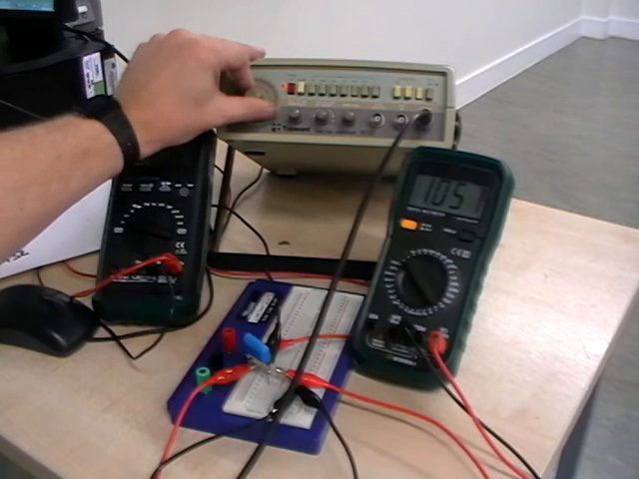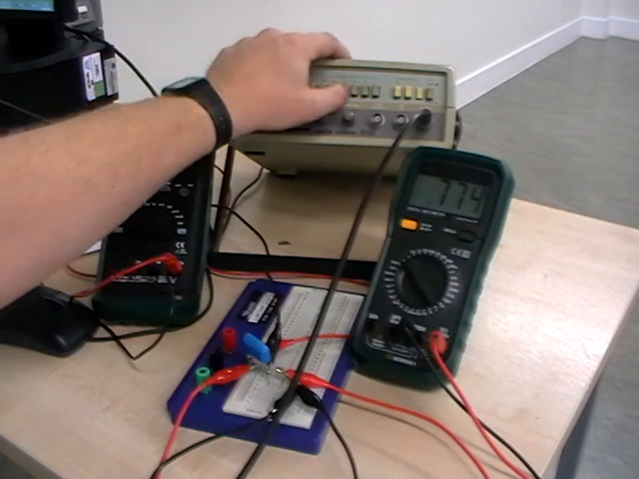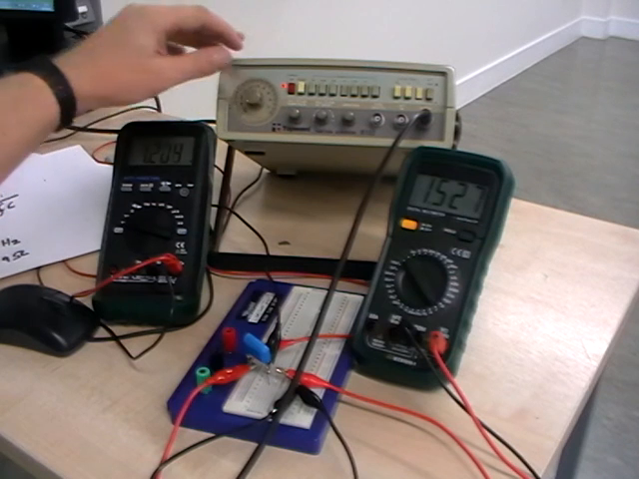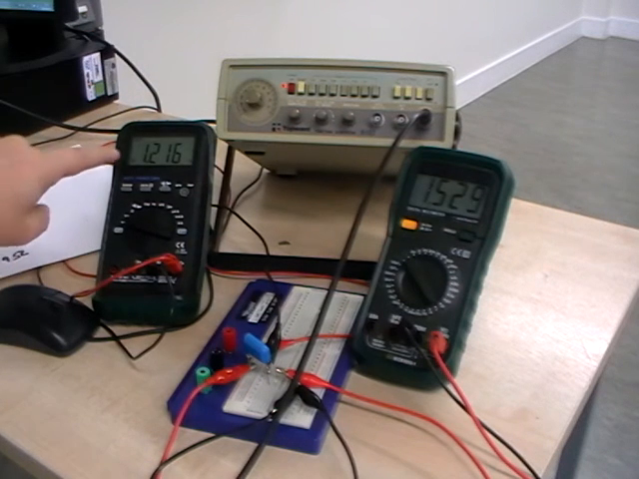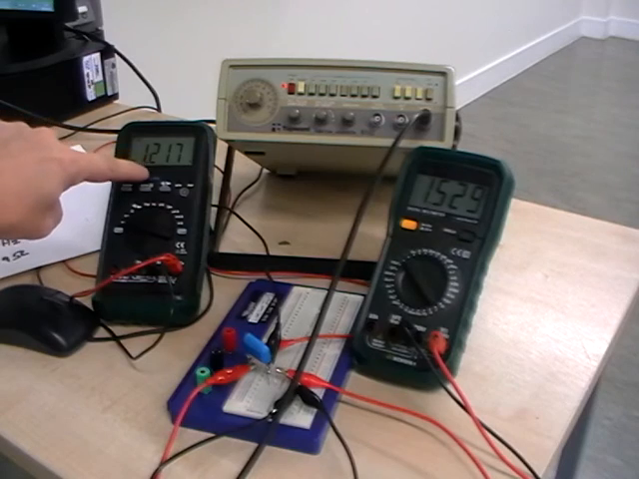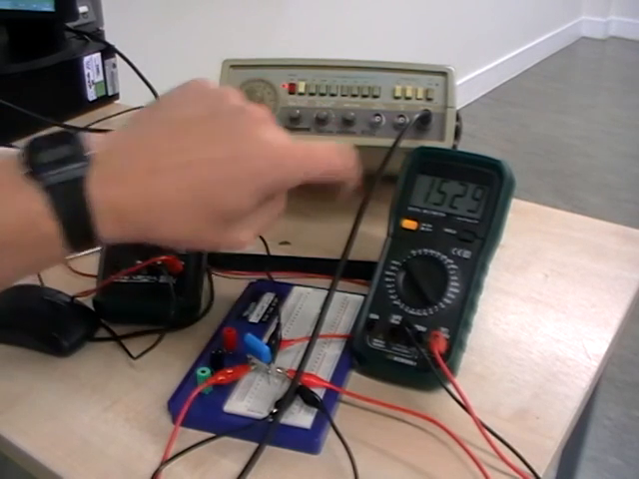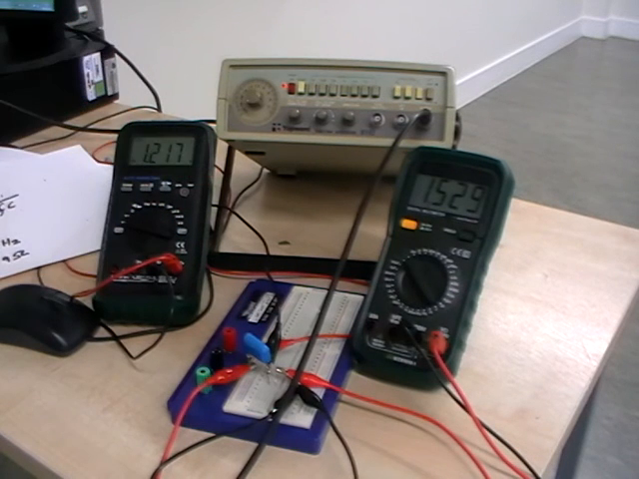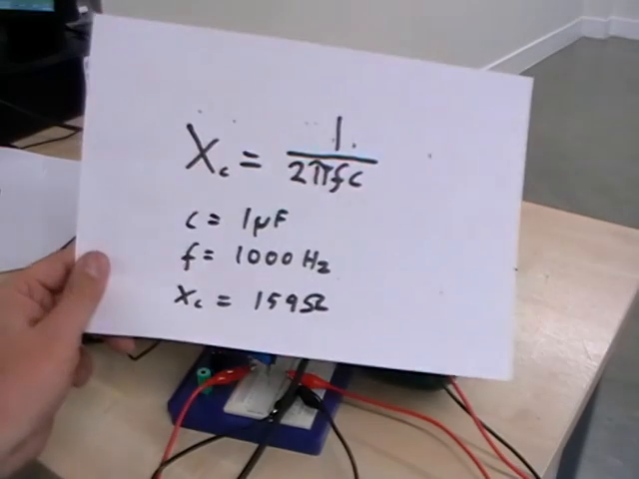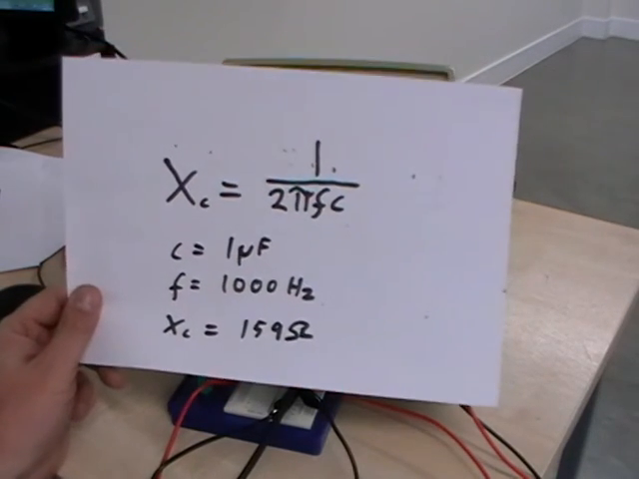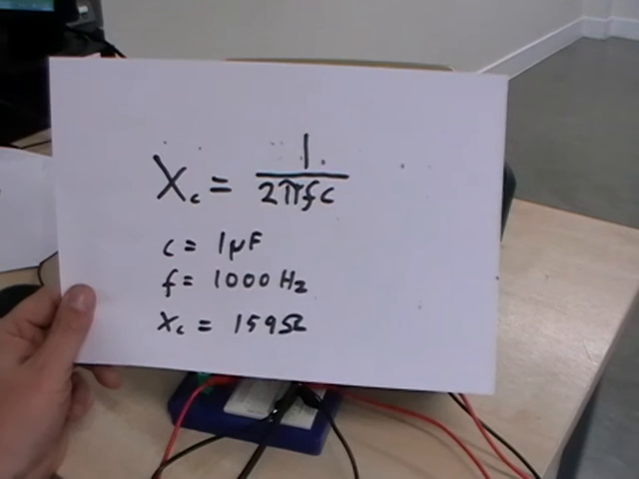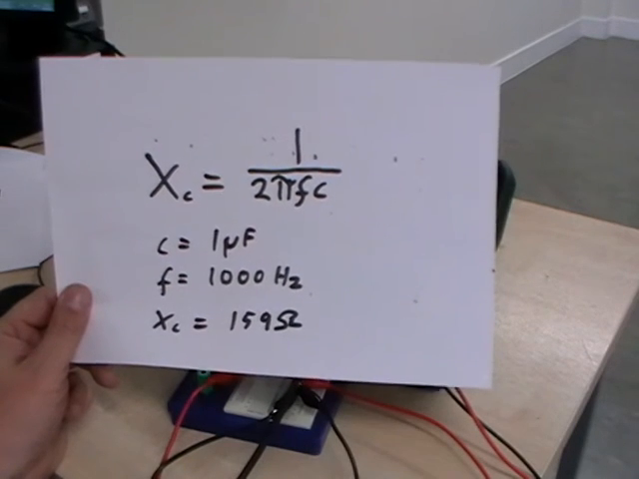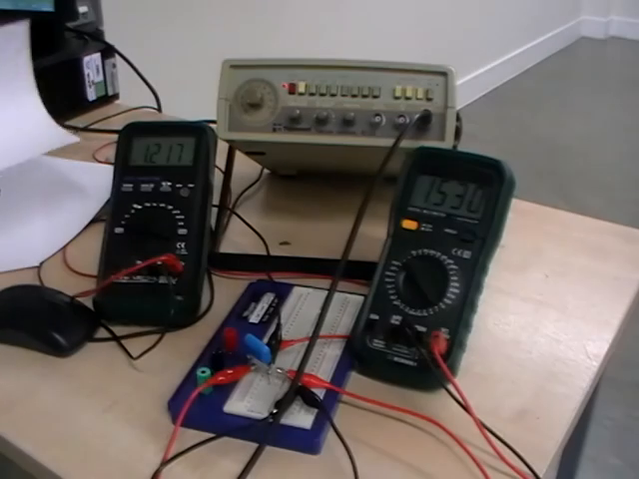Okay, I'm going to go back up, and we're now going to go to 1 kilohertz. Yeah. And when we go to 1 kilohertz, we can see it's almost the same. We've got 1.2 volts across our capacitor, and we've got 1.5 volts across our resistor. I don't know how precise the signal generator is. It might be slightly out with the frequency, but we are about there. It's about half and half. And that's what we try to figure out when I look at this formula. At 1 kilohertz, the capacitor should have 159 ohms, and we've got a 150 ohm resistor, so it should be about half and half.